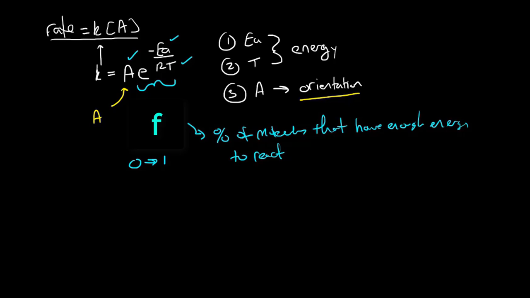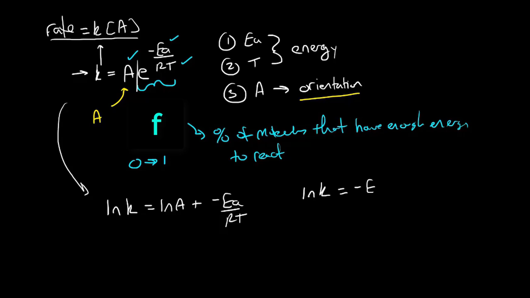Okay, so if we apply the rules of natural log, if we start with this Arrhenius equation and take the natural log of both sides, I'm going to move down here now. So I have the natural log of the rate constant equals, and in this case we can use the rules of natural logs to separate the A term from the other exponential term. So this is the natural log of A plus negative EA over RT. Or we can rearrange this to be the natural log of K equals negative EA over R times 1 over T plus the natural log of A.